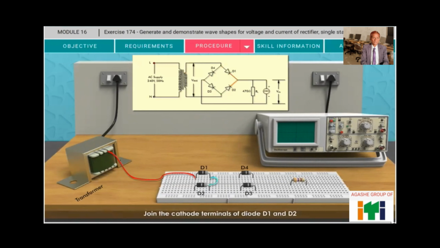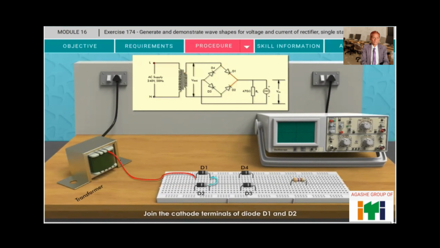Join the cathode terminals of diode D1 and D2. Now connect D2 anode terminal to the D3 cathode terminal. Then connect transformer neutral terminal to the D2 anode terminal. Now join the anode terminals of D3 and D4. Then connect the D4 cathode terminal to the D1 anode terminal.